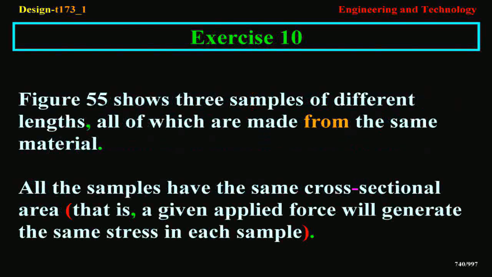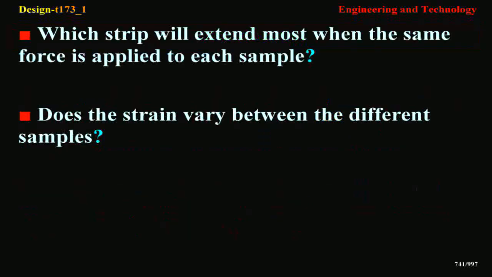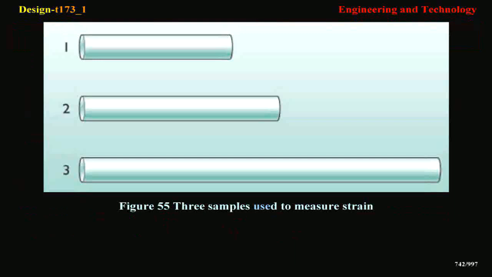Exercise 10. Figure 55 shows 3 samples of different lengths, all of which are made from the same material. All the samples have the same cross-sectional area, that is, a given applied force will generate the same stress in each sample. Which strip will extend most when the same force is applied to each sample? Does the strain vary between the different samples? Figure 55. 3 samples used to measure strain.